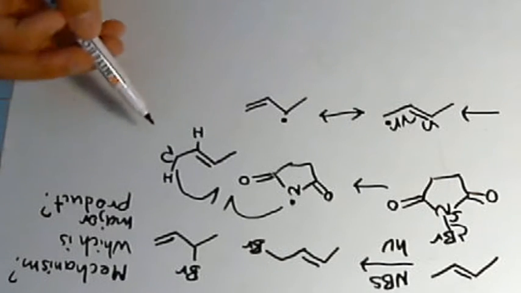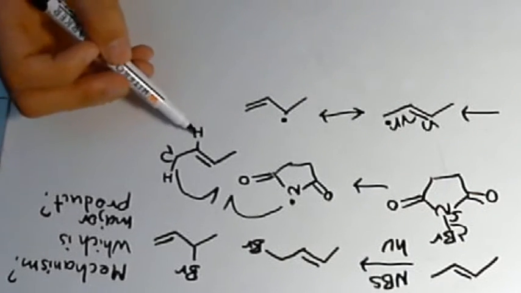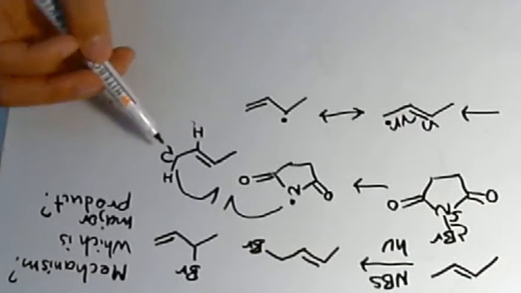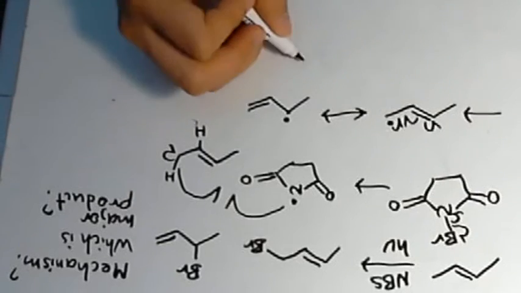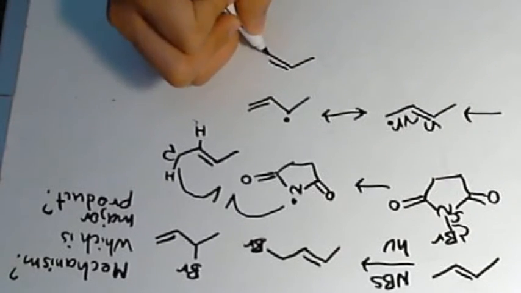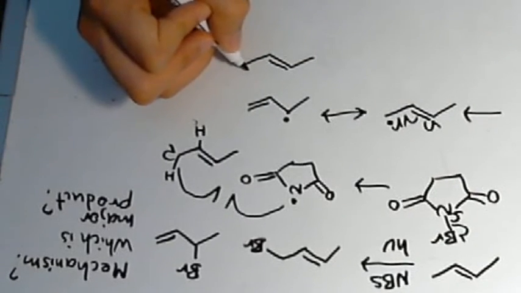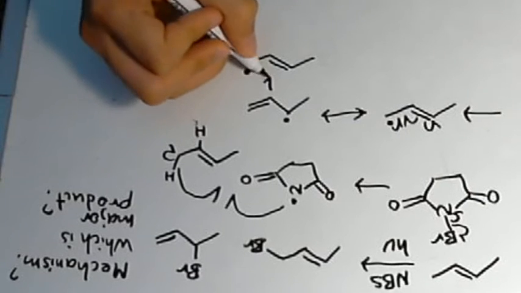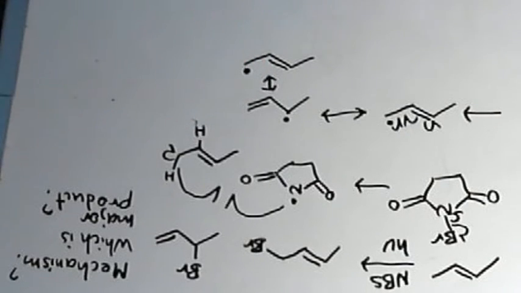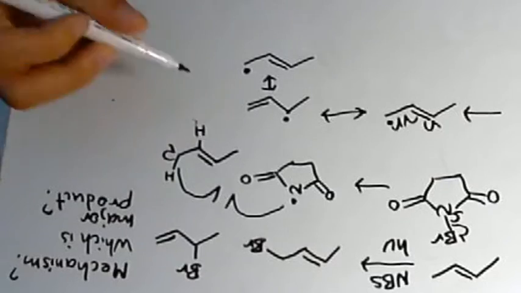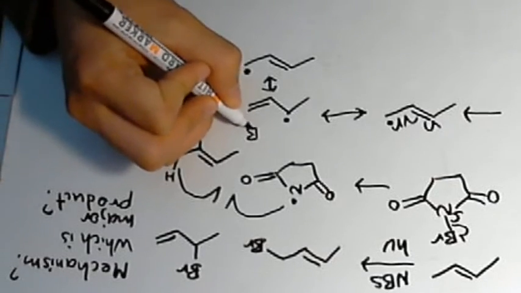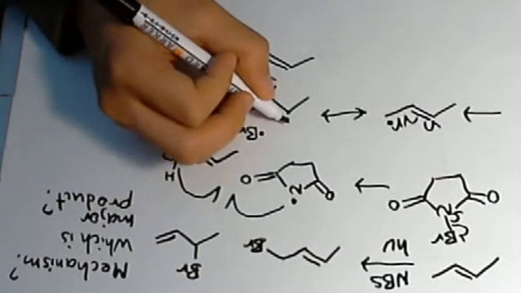So as we can see, if we abstracted this hydrogen as opposed to this hydrogen, we would get resonance. So both these resonance forms can react. Right? And what are they going to react with? Well, what do we have left over? We have this bromide radical left over. So remember that Br dot, it's going to come back.